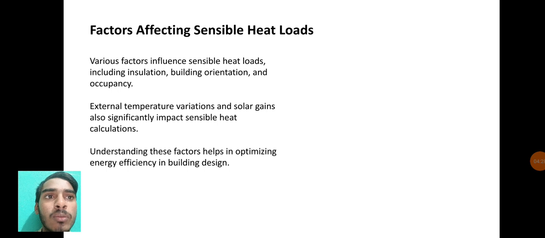Factors affecting sensible heat loads. Various factors influence sensible heat loads, including insulation, building orientation, and occupancy. External temperature variations and solar gains also significantly impact sensible heat calculations. Understanding these factors helps in energy efficiency in building design.